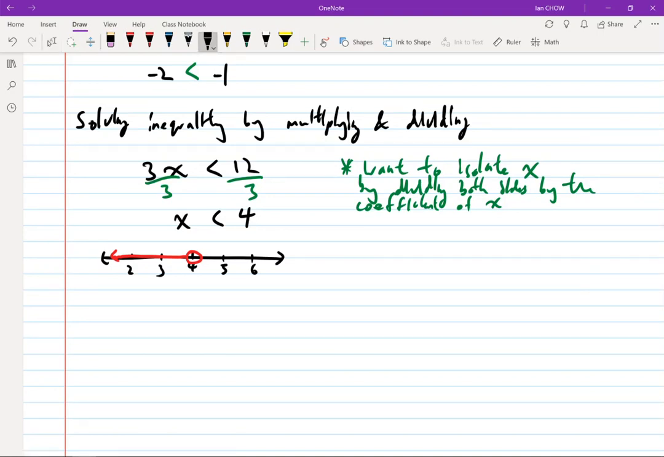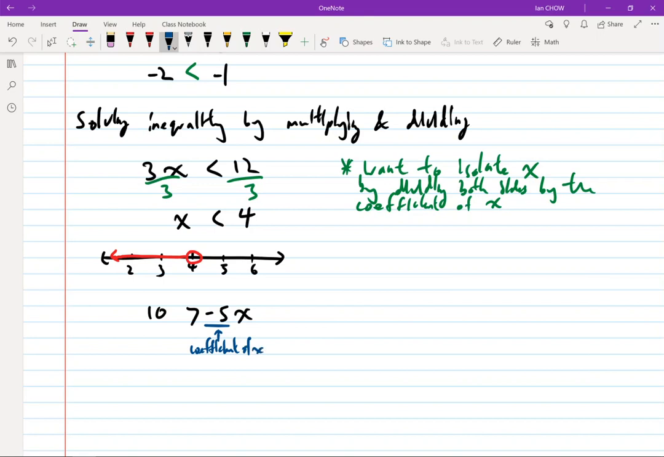Let's say that this time we have 10 is greater than negative 5x, for example. So this time you can see that we have a negative number, negative 5x. And so first of all, we got to think about what we're isolating. We want to isolate x. That means we want to get rid of the coefficient that is in front of x, which is the negative 5. So keep in mind the coefficient.